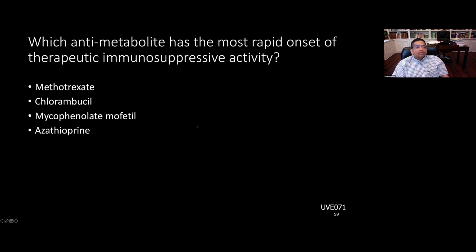Okay, so let's see. I think we're coming down to the end here. Which anti-metabolite has the most rapid onset of therapeutic immunosuppressive activity? Methotrexate, chlorambucil, mycophenolate, or azathioprine? Just a hint, methotrexate and azathioprine take 6 months to be most effective.